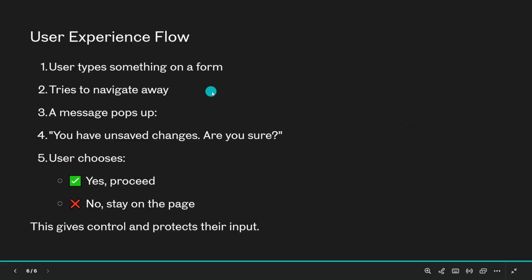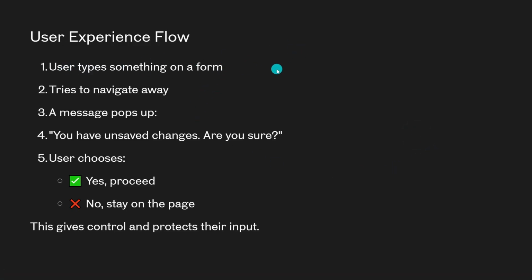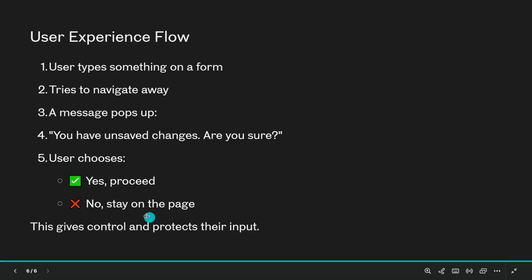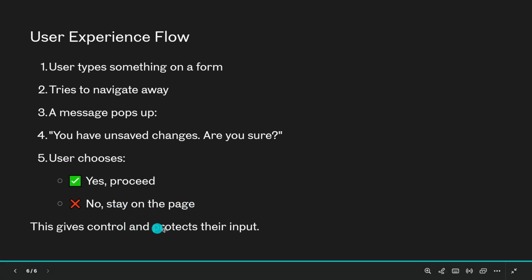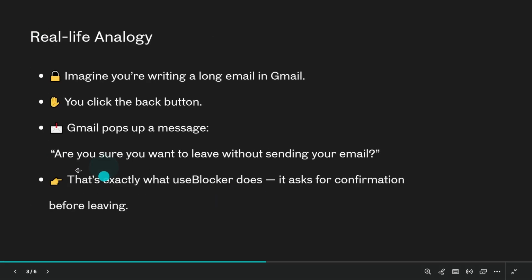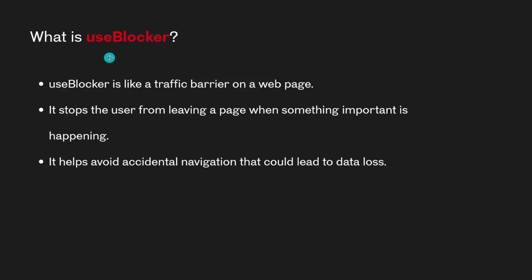What will be the user experience flow? First, the user types something on a form, then tries to navigate away by clicking the back button or anything. Then a message pops up saying, you have unsaved changes, are you sure? If the user chooses yes, the navigation will continue, and if they click no, the user will stay on the page. This gives users control and protects their input. So this was the theoretical explanation about useBlocker. Now we will implement it inside our React application.